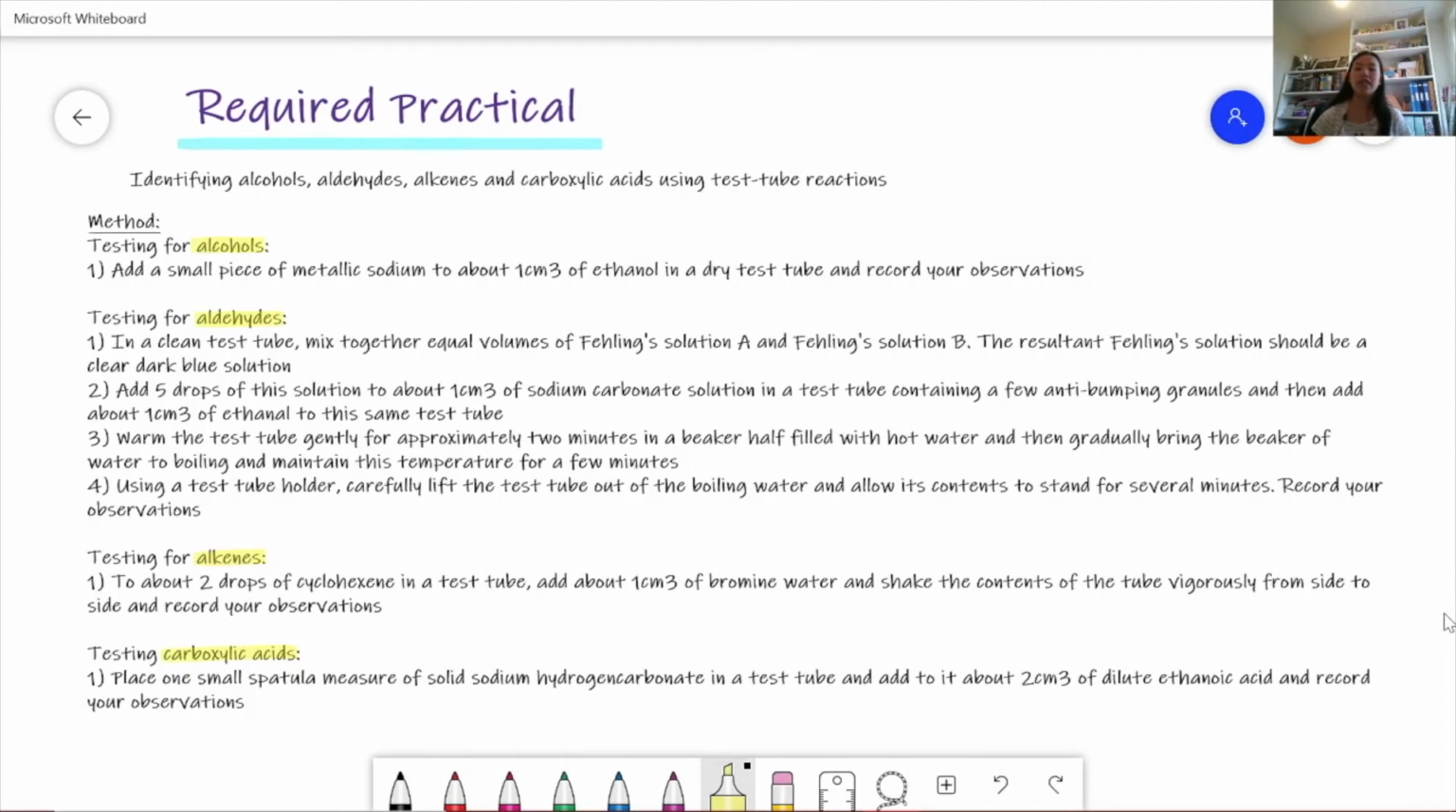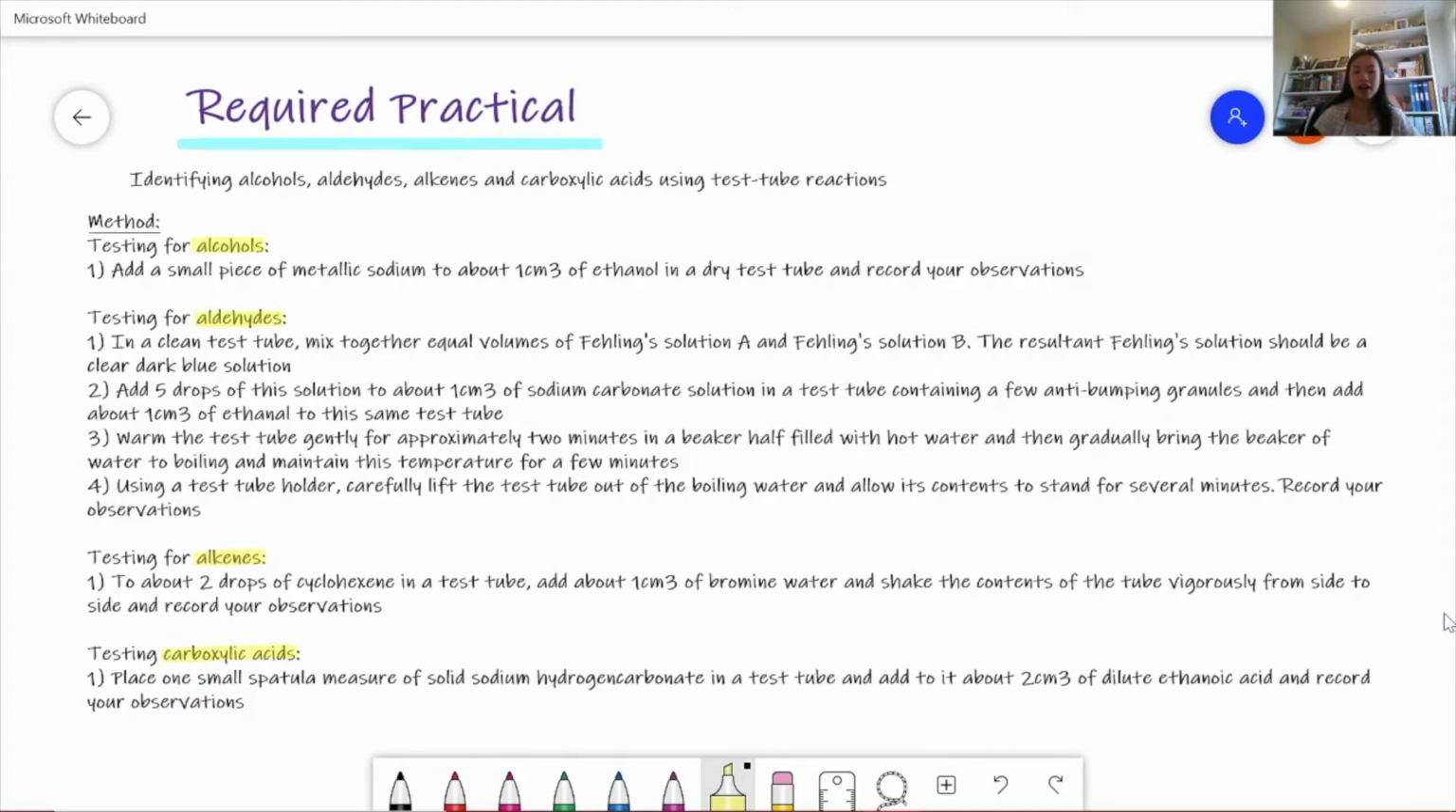So for the test for alcohols, when we add a small piece of metallic sodium to ethanol, what happens is that we'll have some effervescence. So we'll have some fizzing of the sodium. And this is because hydrogen gas is given off.